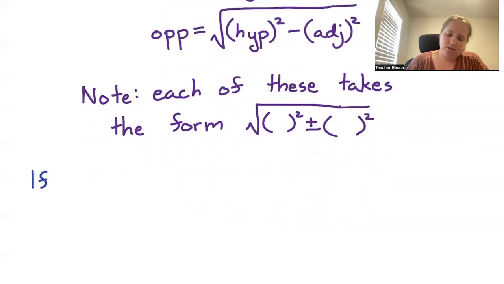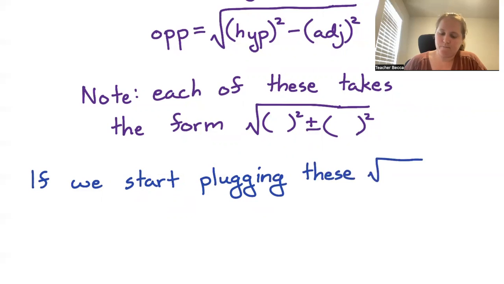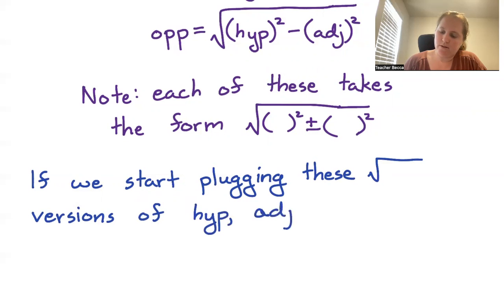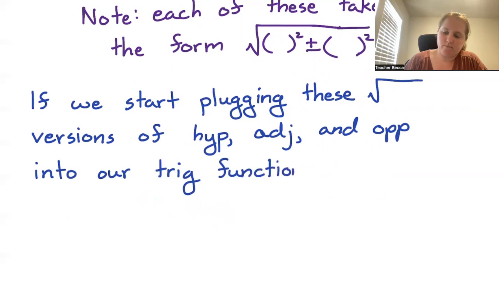So if we start plugging these square root versions of hypotenuse, adjacent, and opposite into our trig function ratios, then trig substitution kind of falls out of that.